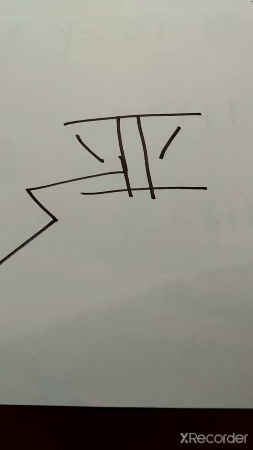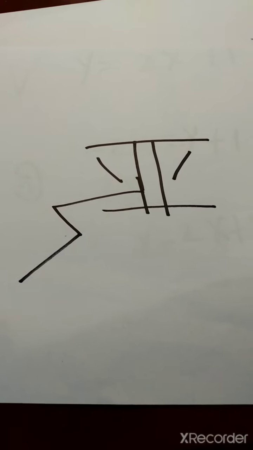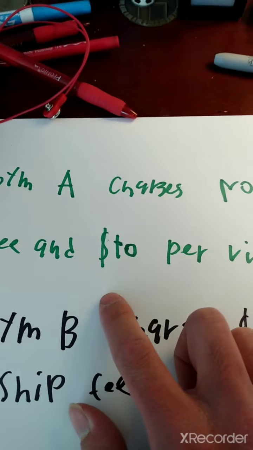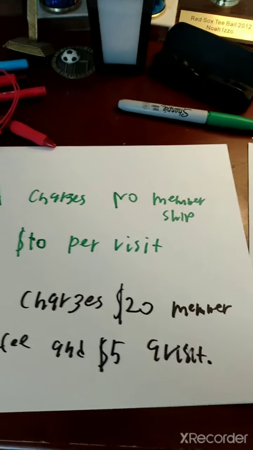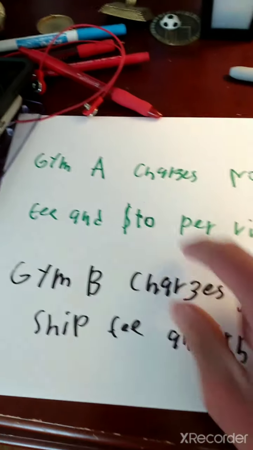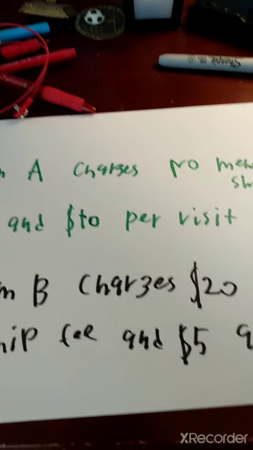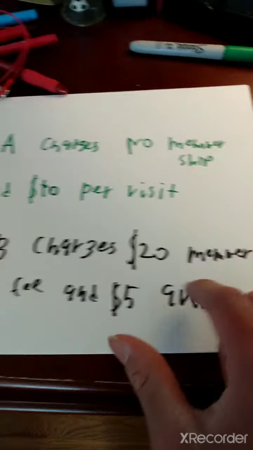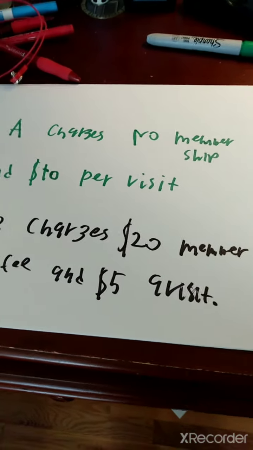We're going to be looking at a real-life situation on why we compare two problems. So we're going to go to a gym, but there is a problem. There are two gyms to choose from. Gym A charges no membership fee, and it costs you $10 per visit. So every time you visit Gym A, they'll say $10 please, and you'll always have to pay $10 per visit. Gym B charges a $20 membership fee and $5 per visit.